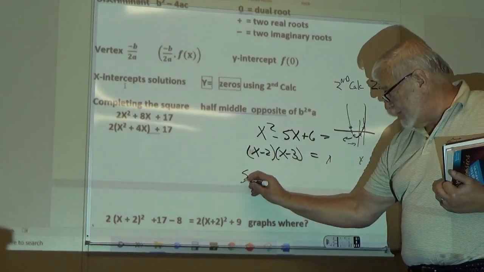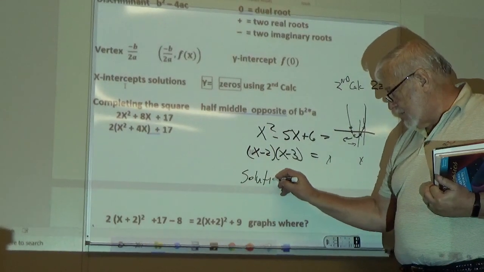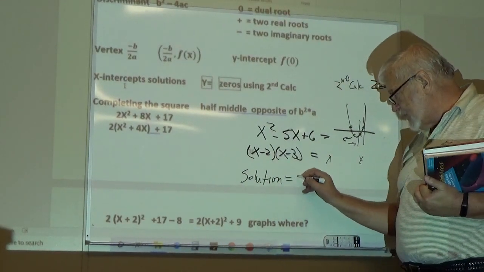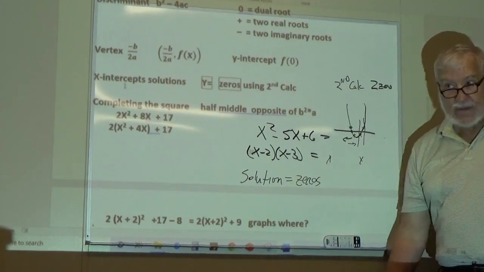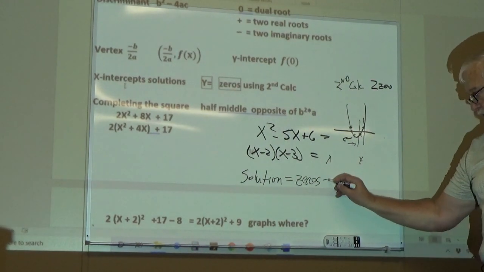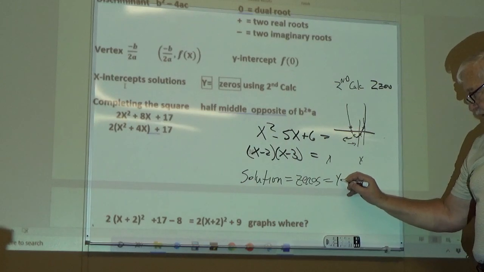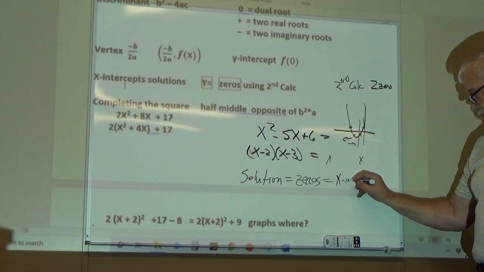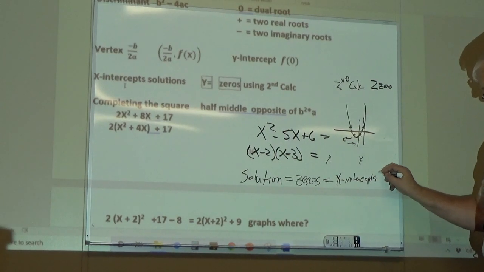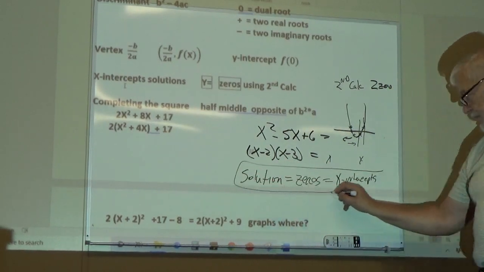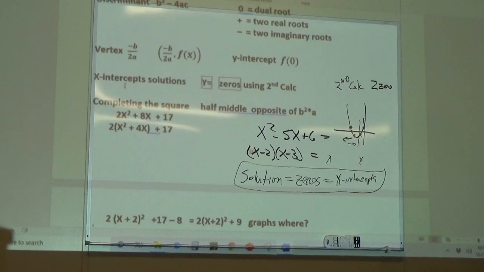So, solution equals zeros equals the y or the x intercepts. And see, in Algebra 1, we were talking about solutions. The zeros are the solution because it's where y is 0.